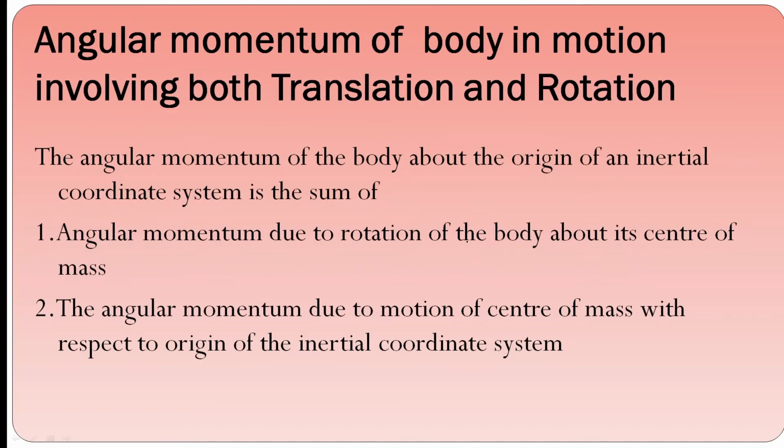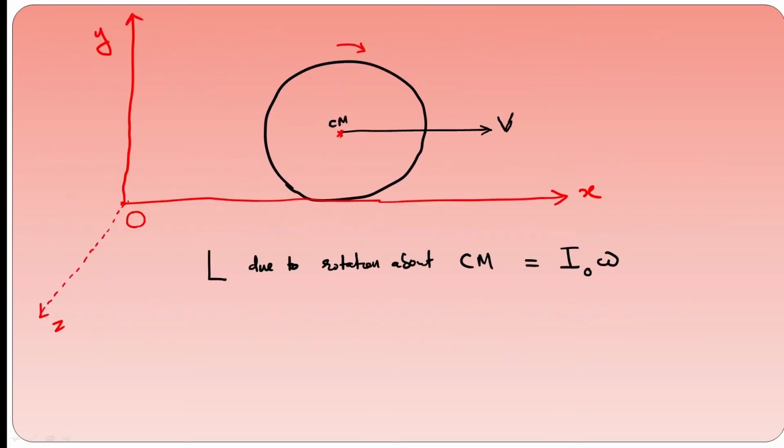Now the angular momentum due to motion of the center of mass with respect to the origin of the inertial coordinate system. Let us draw the position vector of the center of mass. Say capital R is the position vector of the center of mass. Capital V is the velocity. M is the mass of the body.